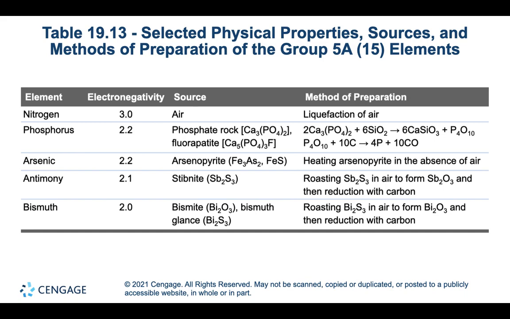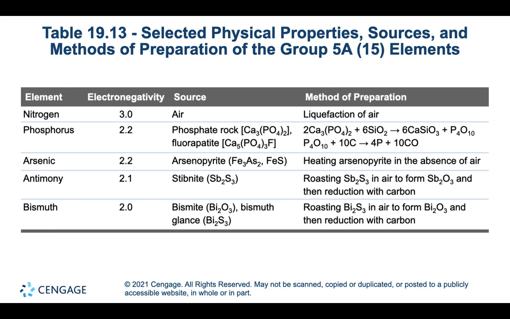Different ways to make them. Here we see nitrogen being made from air, by liquefying air. Phosphorus is found in various rocks that have phosphorus in them. Arsenic is found in some different minerals that have arsenic. Arsenic, a very poisonous metal.